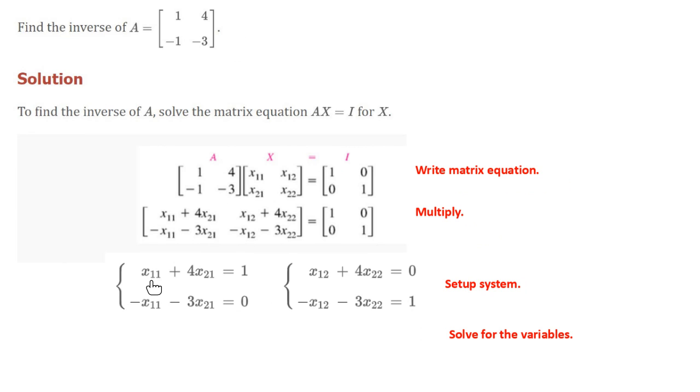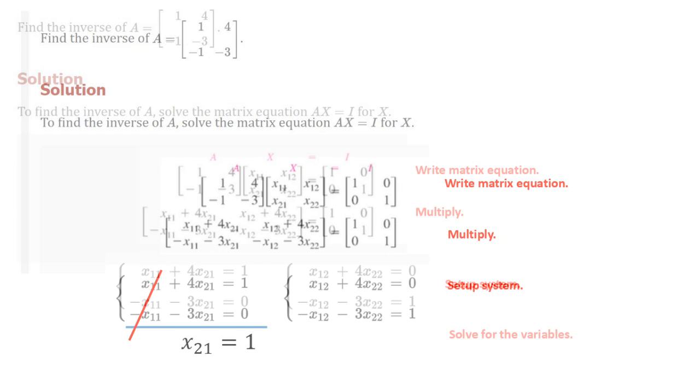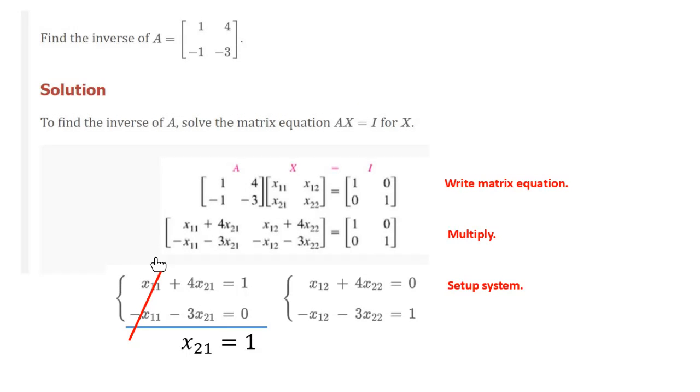So I'm going to use the addition method. Notice here that we have x11 and negative x11. So if I add those two, I'm going to get 0. Okay, so they're going to cancel out or get 0. And then 4x21 minus 3x21 is going to give you a positive x21 because 4 minus 3 is just 1. And then 1 plus 0 is 1. So what I have done here is I've identified what x21 is. It's going to be 1.